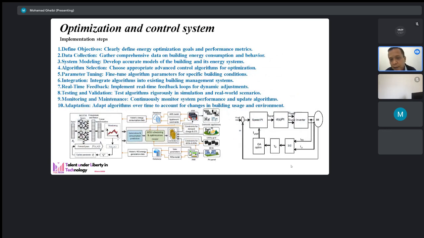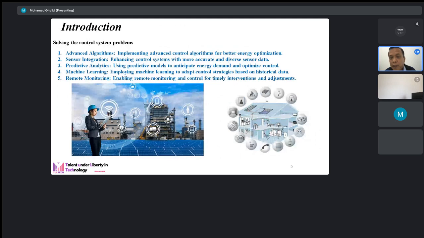By continuously learning from historical data and adapting control strategies accordingly, machine learning algorithms can optimize energy management processes in a dynamic and adaptive manner. For remote monitoring, remote monitoring and control capabilities enable facility managers and operators to access and manage building systems from anywhere, providing real-time visibility into energy consumption and system performance. This allows for timely intervention, adjustment, and troubleshooting to optimize energy usage and address issues promptly, thereby improving overall system efficiency and reliability.